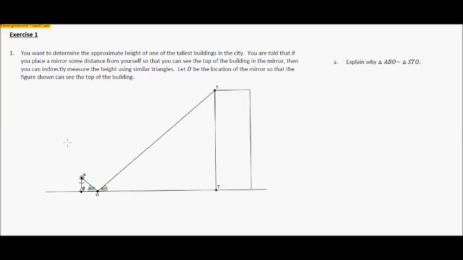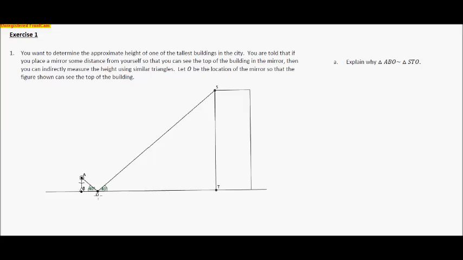Hi everyone, today's video is on modeling using similarity, and when we say modeling, we're basically saying we want to apply this to some kind of real world situation. So here's the first exercise. You have a very simple drawing here of a person and a tall building, and you want to determine the approximate height of one of the tallest buildings in the city.